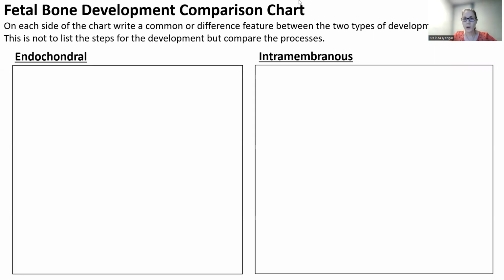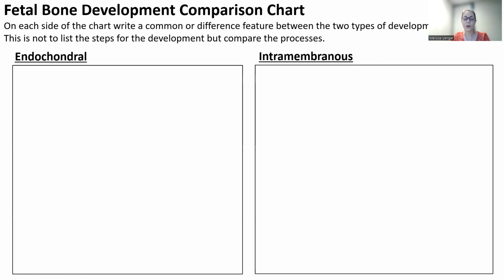Okay, so in this next part, what I'm going to do is go over fetal development of bones. So remember, there's two different ways that we can grow bones during the fetal period, really the embryonic to fetal period of growth. So we first want to think about maybe making a comparison chart: what do they have in common and where are they different?